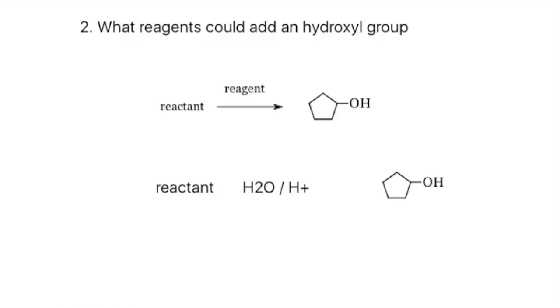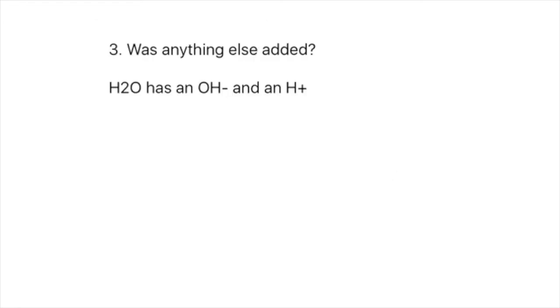Anyway, so we go through our mental list and we decide that adding water in the presence of acid to an unsaturated hydrocarbon would produce a product with a hydroxyl group in it. So we've got a reactant, reagent, cyclopentanol. The reagent that will make an OH present in a cyclopentene molecule is H2O plus H+. So we now have reactant plus reagent H2O in the presence of H+ going to cyclopentanol. We've now figured out what reagent to use.